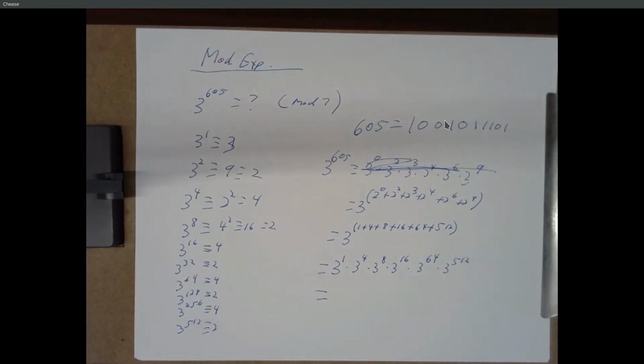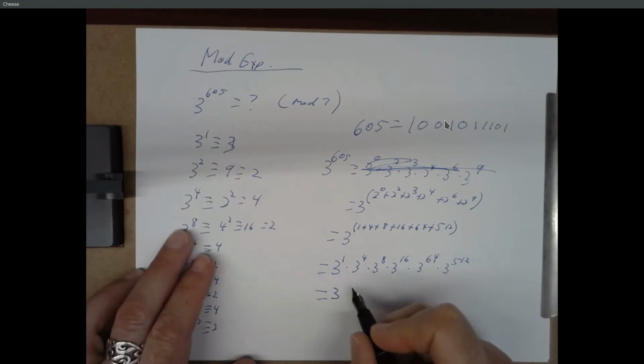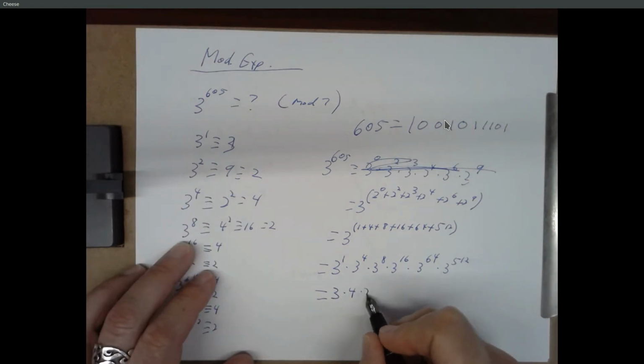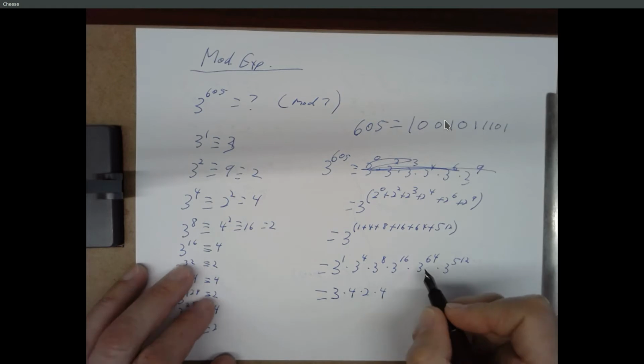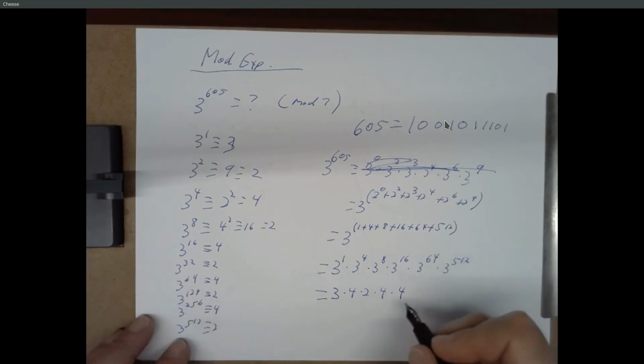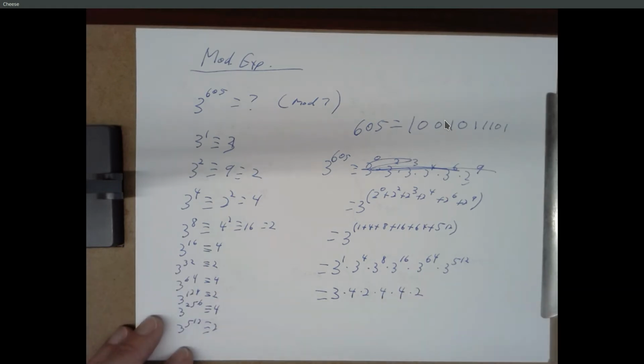Okay. And now I'm just going to fill in from my table over here. 3 to the 1 is 3. 3 to the 4 is 4. 3 to the 8 is 2. 3 to the 16 is 4. 3 to the 64th is 4. And 3 to the 512 is 2.